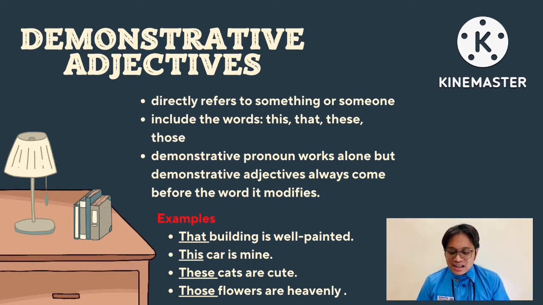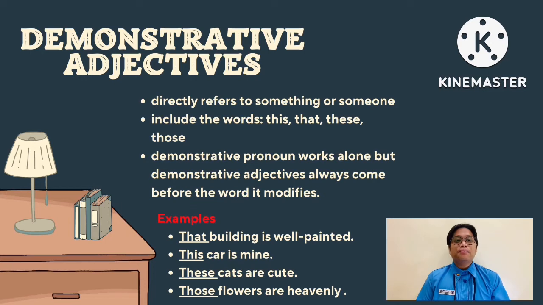Okay, the third example, we have: these cats are cute. So these demonstrates the noun cats. If you are demonstrating a plural noun and it is near you, we use the word these. So these describes our noun, which is the cats.